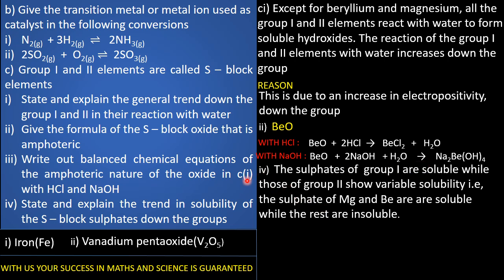Then the group 2 sulfates show variable solubility, and know that beryllium and magnesium are both group 2 elements, so their solubility instead increases down the group, right?